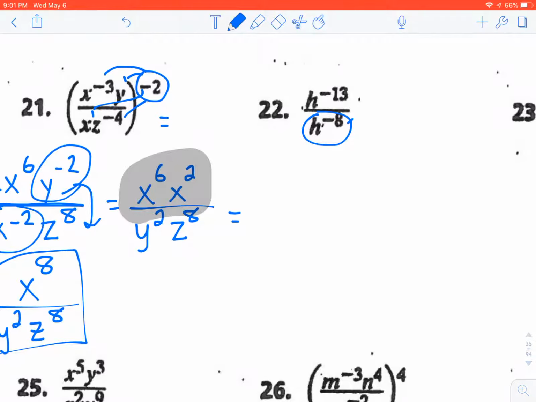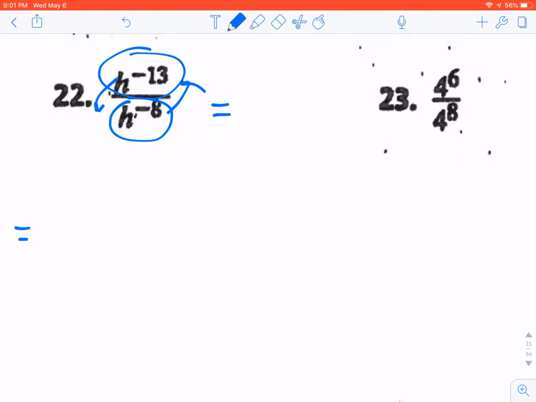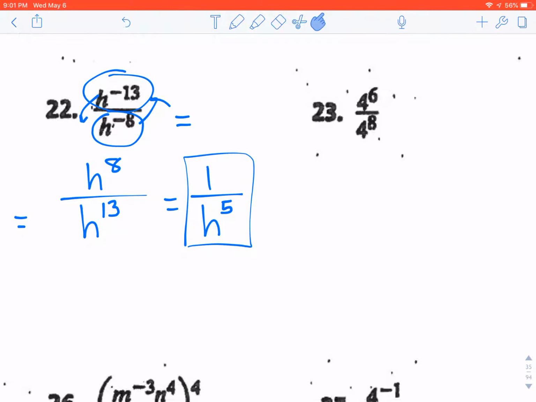22, your first step, since there aren't parentheses, is to move the negatives. So your h to the 8th should have gone up top. Your h to the 13th should have gone to the bottom. So when you subtract those, you get h to the 5th. It's on the bottom because that's where your larger exponent is. So make sure your answer for 22 is 1 over h to the 5th. 23, you are subtracting. Keep the answer where the bigger exponent is. So you should have 1 over 4 to the 2nd.